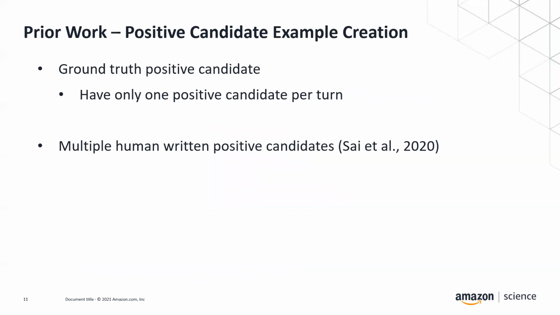Prior work involving positive candidates mostly uses only the ground truth positive candidate, so there's only one positive candidate per turn. But like I said, there can be multiple responses that are appropriate for a given dialog context. There has been work in having humans try to write multiple positive candidates. Our work will focus more on positive candidates from response generation models.